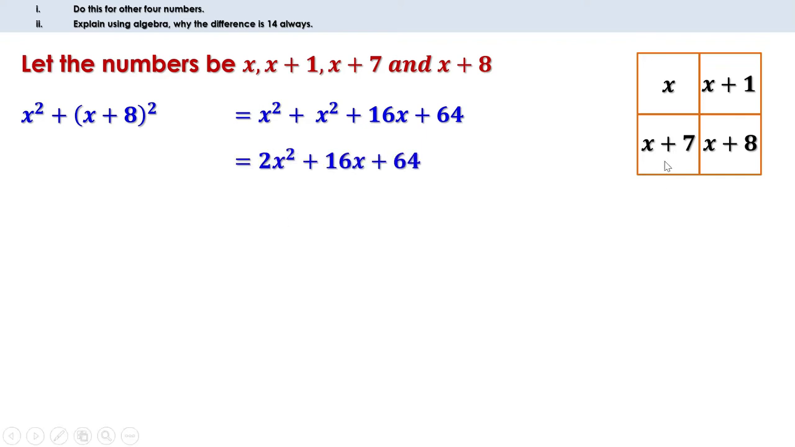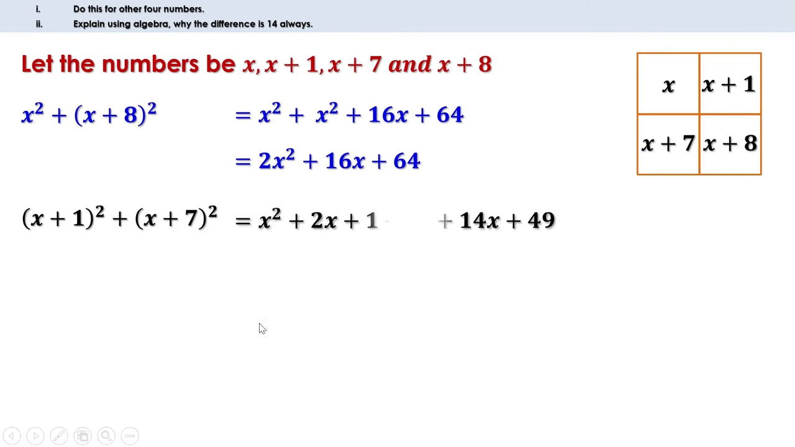Now let us take the second diagonal pair and find the sum of their squares. That is x plus 1 whole square plus x plus 7 whole square. X plus 1 whole square is x square plus 2x plus 1 and x plus 7 whole square is x square plus 2 into x into 7 plus 7 square, or x square plus 14x plus 49. So this can be written as x square plus 2x plus 1 plus x square plus 14x plus 49.